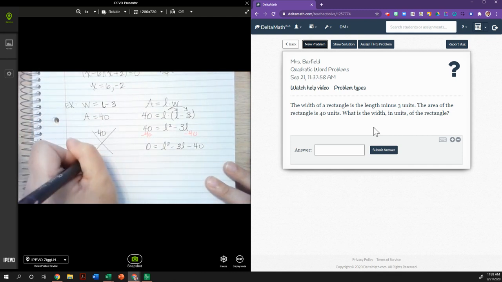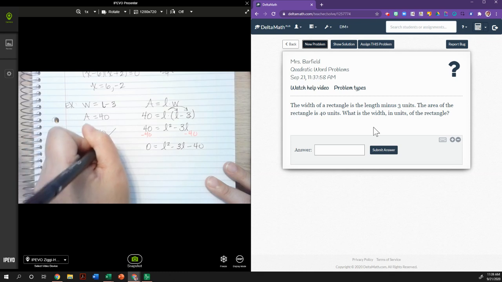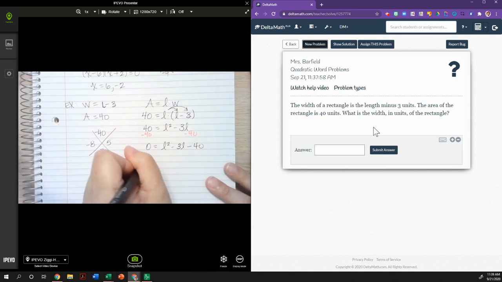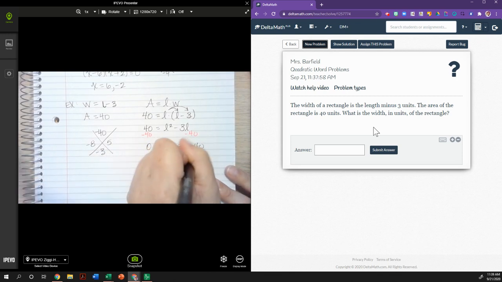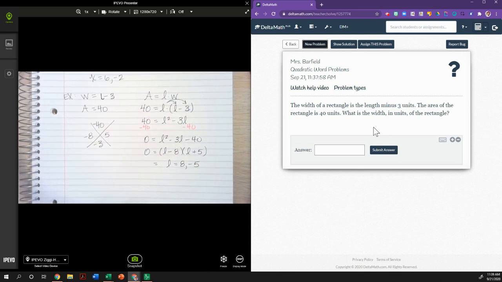So I get negative 40, negative 3. So that's negative 8 and 5. So 0 equals L minus 8 and L plus 5. So L equals 8 or negative 5. All right, well, in the context of a word problem, my length cannot be negative 5 units. So this will not be the answer that I focus on. So now I know that length is 8.